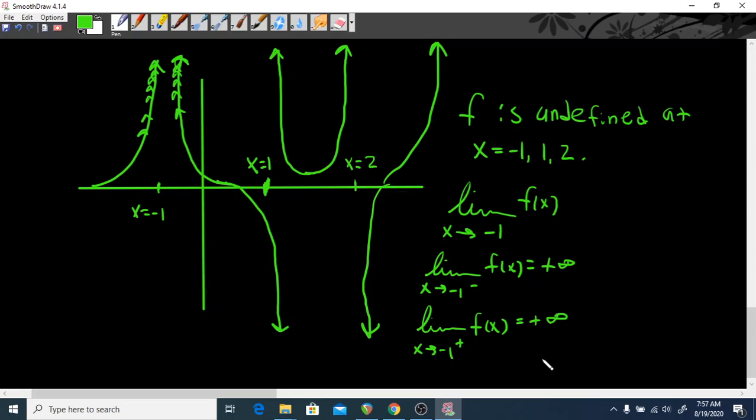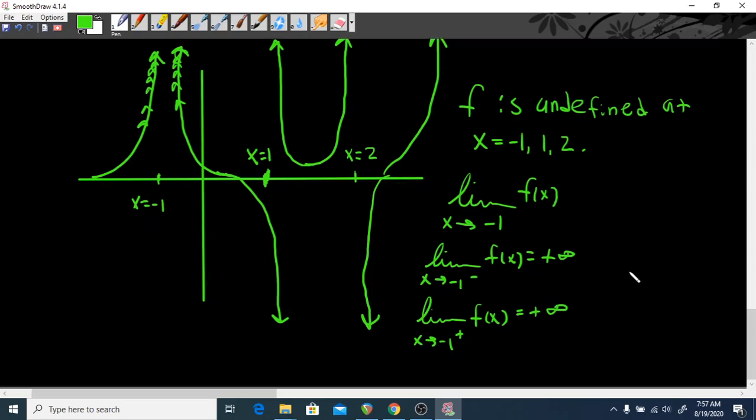Okay, so this means that both sides of the function are going to the same place. And normally we would say that the limit exists and is equal to positive infinity. But here's the problem. Infinity is not a real number, right? Infinity is not an element of the real numbers. Okay?